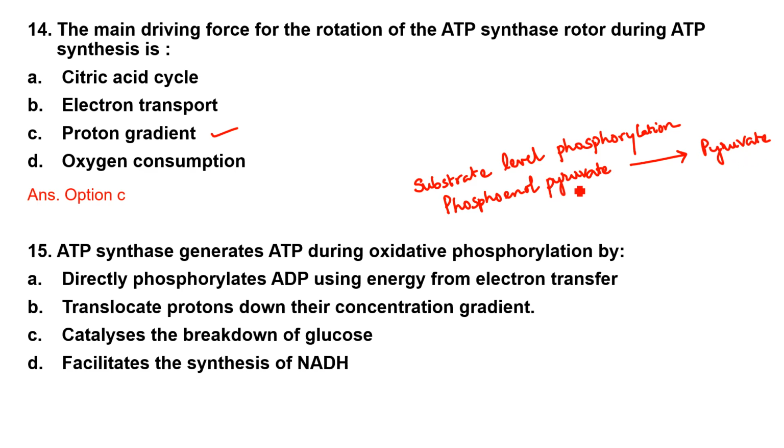When phosphoenol pyruvate gets converted into pyruvate, this phosphate group gets transferred to the ADP molecule. So the phosphoenol pyruvate transfers this phosphate group to the ADP, and the ATP is generated. Okay, so that is called substrate level phosphorylation.